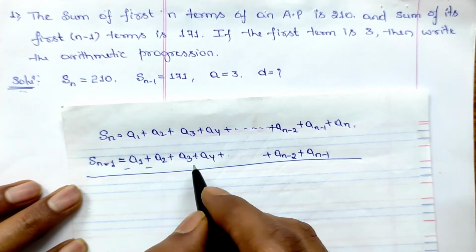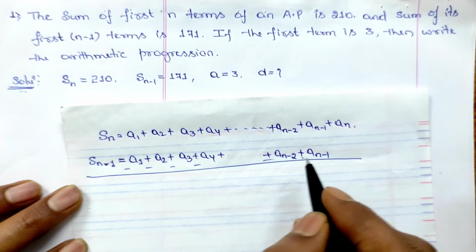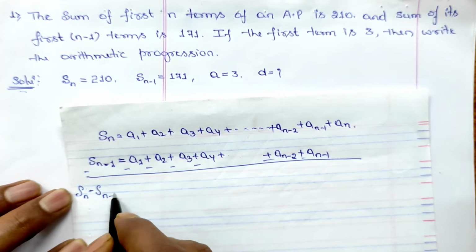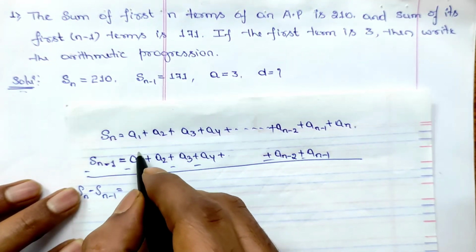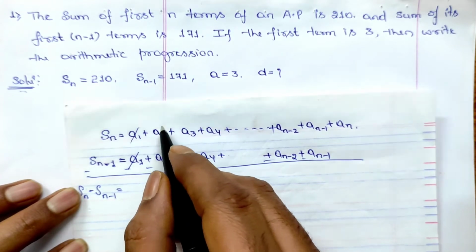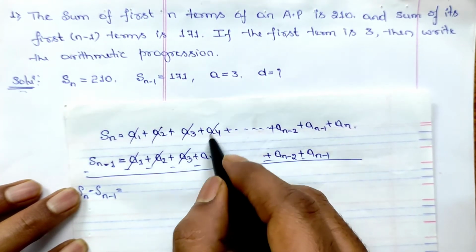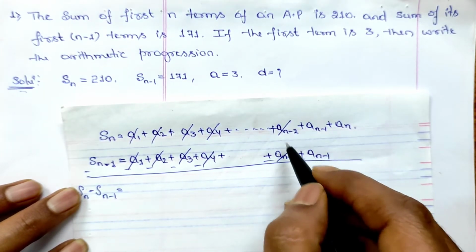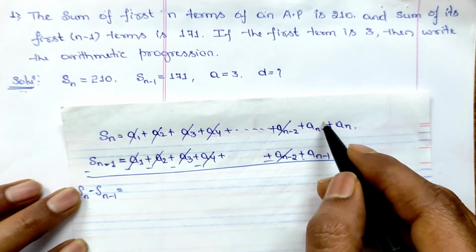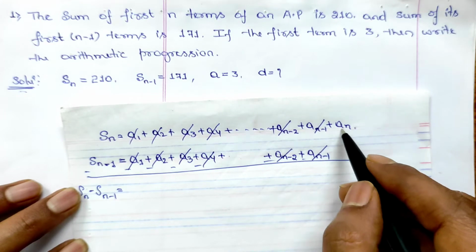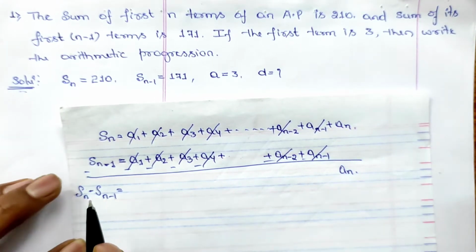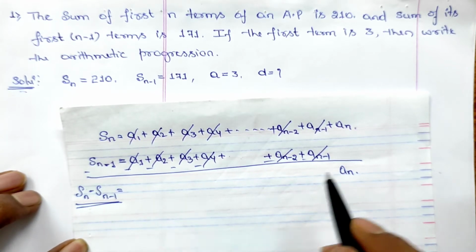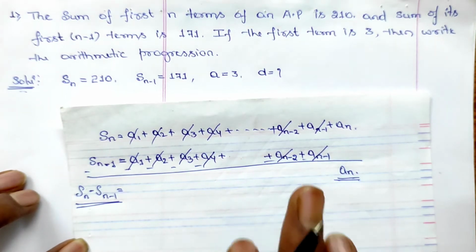If I subtract Sn minus 1 from Sn, then Sn minus Sn minus 1 is equal to A1 minus A1 gets cancelled, plus A2 minus A2 gets cancelled. Similarly A3, A4, A5 get cancelled, an minus 2 and an minus 1 get cancelled. What is left out? An will be left out. So there is the relation: the sum of first n terms minus the sum of first n minus 1 terms is equal to an.